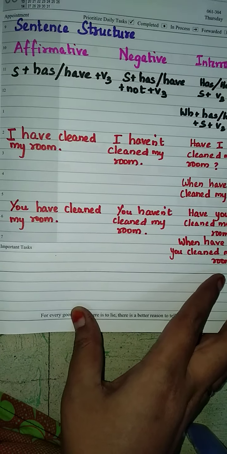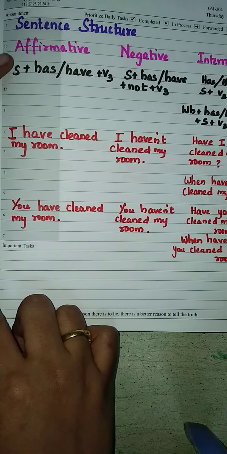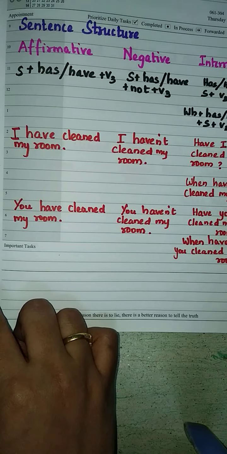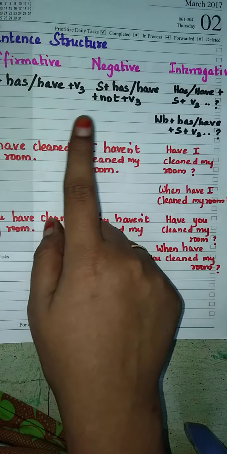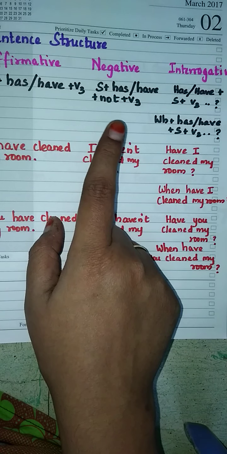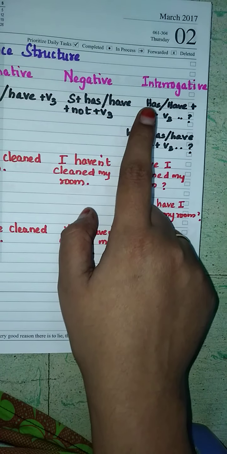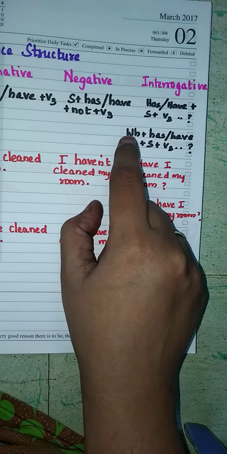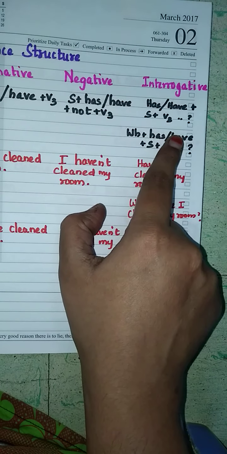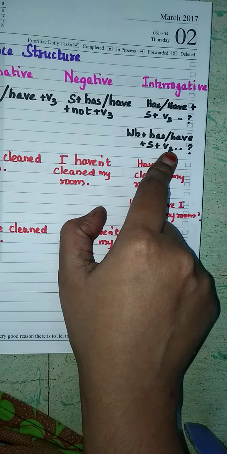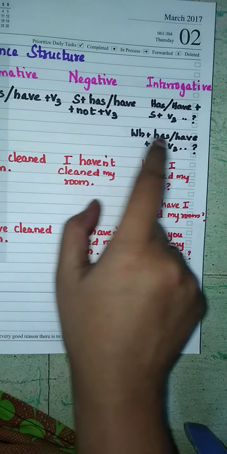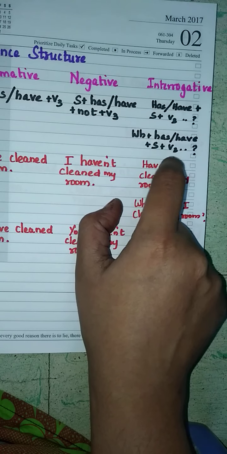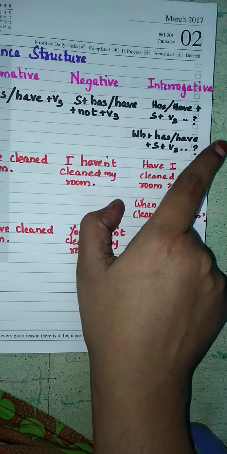For a positive statement, the structure is subject plus has or have plus V3, and for a negative statement, subject plus has or have plus not plus V3. For an interrogative, as I told you, helping verb, subject, then the verb, and for a WH question, WH word, helping verb, subject, and V3 form of the verb. So in perfect sentences, we use the third form of the verb after the helping verb has or have.